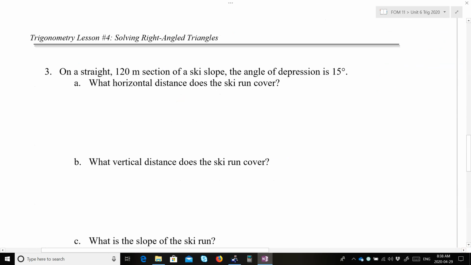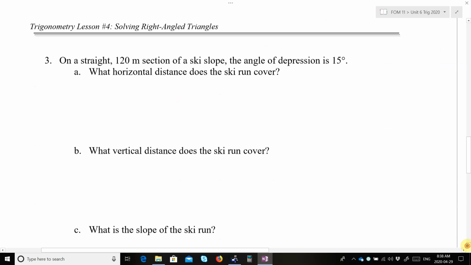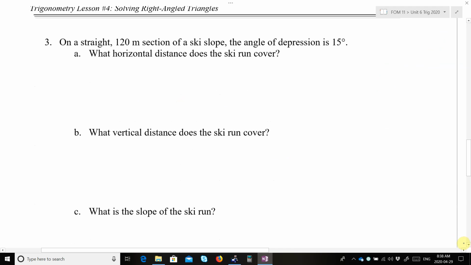Okay, number 3, on a straight 120 meter section of a ski slope, the angle of depression is 15 degrees. What horizontal distance does the ski run cover? Okay, so here's what they're saying. A straight 120 meter section of a ski slope goes down diagonally like this. So there's the ski slope. Okay, they're saying that this is 120 meters.